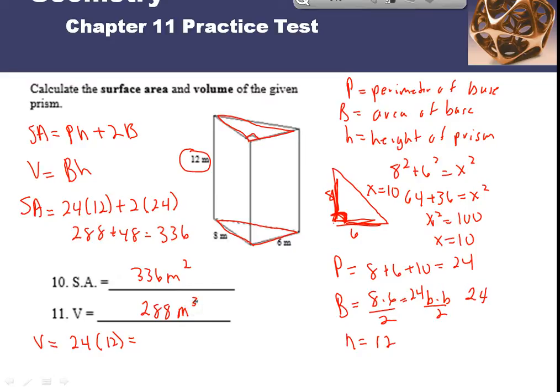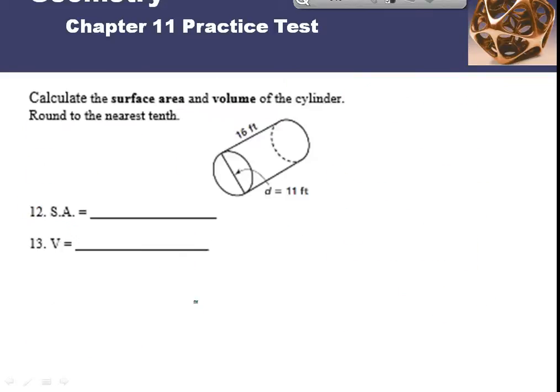Okay. And that was problems 10 and 11. Okay, so now we're on 12 and 13. And this is a cylinder. And it says round to the nearest 10, so that means I don't want the exact answer. Let's write the formulas down.